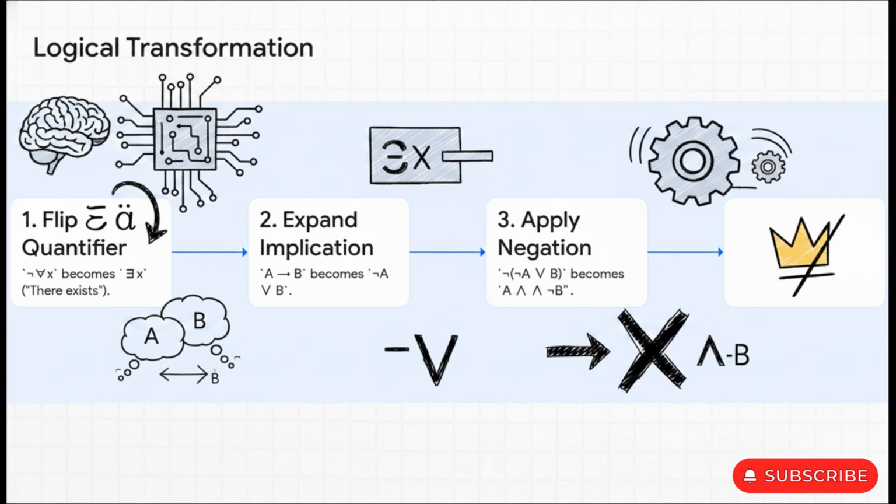First, the not flips the for all quantifier into a there exists quantifier. That's step 1. Step 2, we expand that arrow, the implication, into its equivalent form, not glitter or gold. Step 3, we apply the negation to that, which flips it to glitter and not gold. And that leaves us with our final, much simpler result.